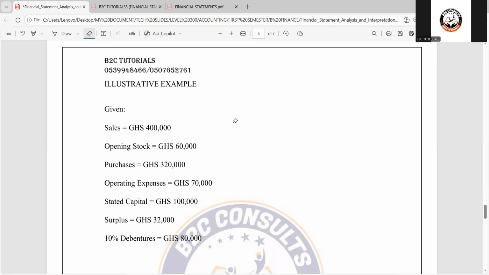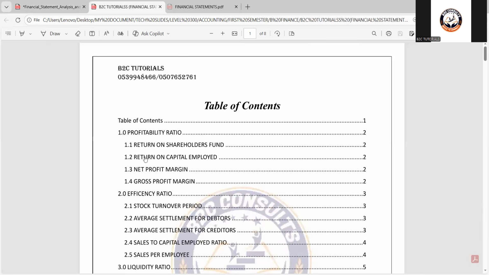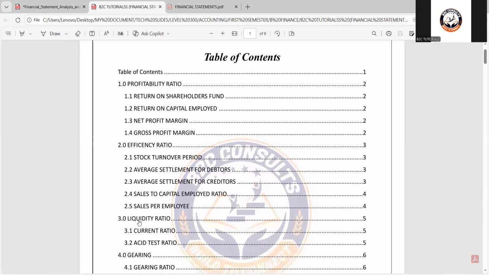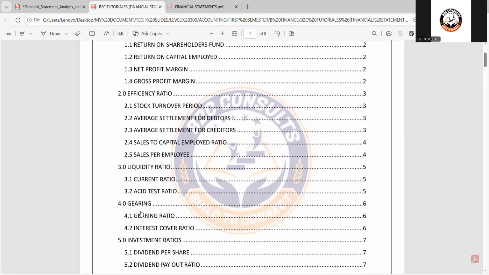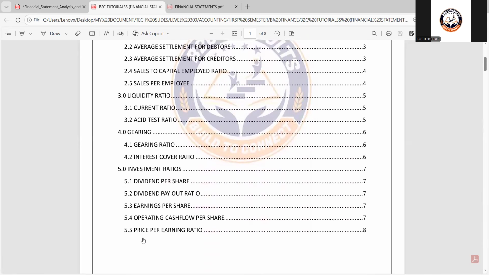So you are expected to use the given information to do the analysis. To be able to do the analysis, you need to understand that there are 5 basic analyses that we need to do. These analyses are the profitability ratio, the efficiency ratio. We use ratios for our analysis. And then you do what we call the liquidity ratio. We have the gearing ratio. Then we have the investment ratio. These are the 5 basic ones that I want to walk you through.